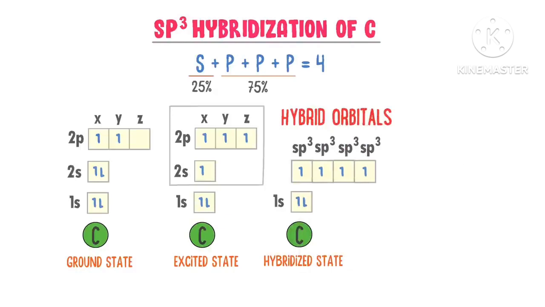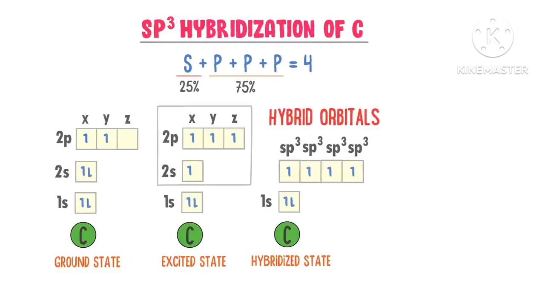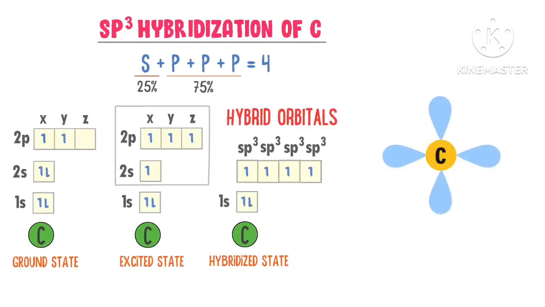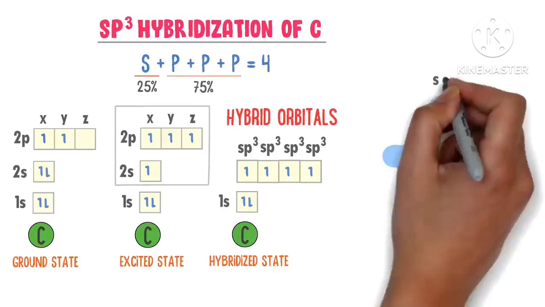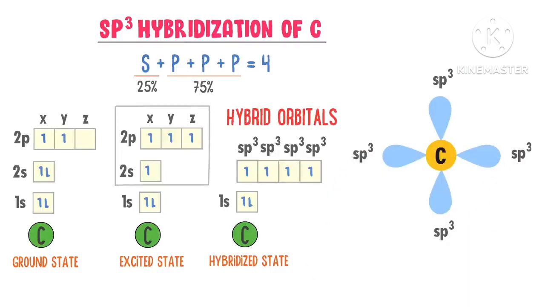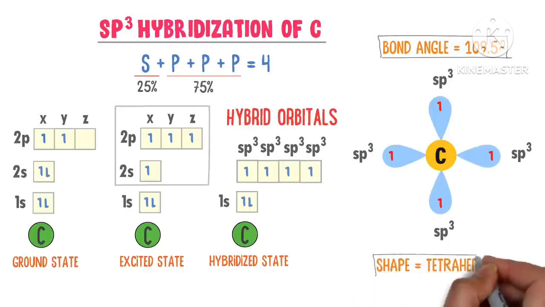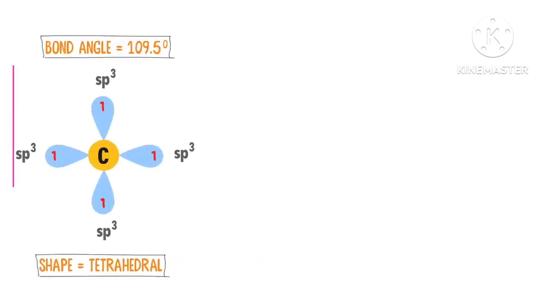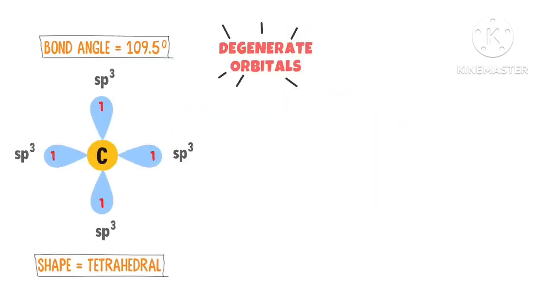Now it is sp3 hybridization that teaches us the geometry of carbon and its molecules. For example, carbon has this type of geometry in sp3 hybridization. This is 1 sp3 orbital, this is second, third and fourth sp3 orbitals, and each orbital has a single electron. The bond angle in sp3 hybridization is 109.5 degrees, and the shape of sp3 hybridization of carbon is tetrahedral. Note it down that these 4 sp3 hybrid orbitals are called degenerate orbitals. It means that they all have the same energy.